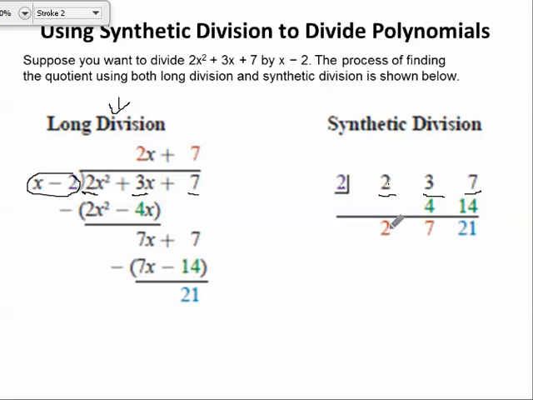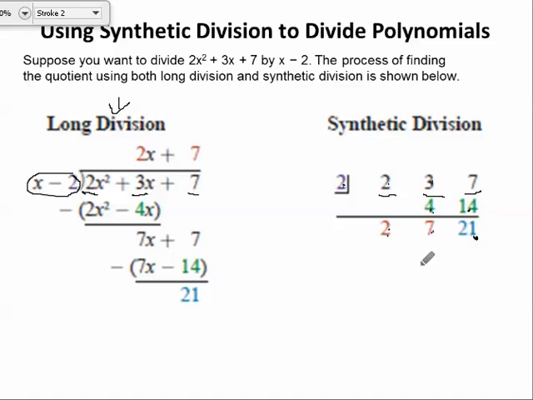So bring the 2 down. That's all I did was bring that 2 down. 2 times 2 is 4. Add these two together. 4 plus 3 is 7. 7 times 2 is 14. Add these two together. 21.